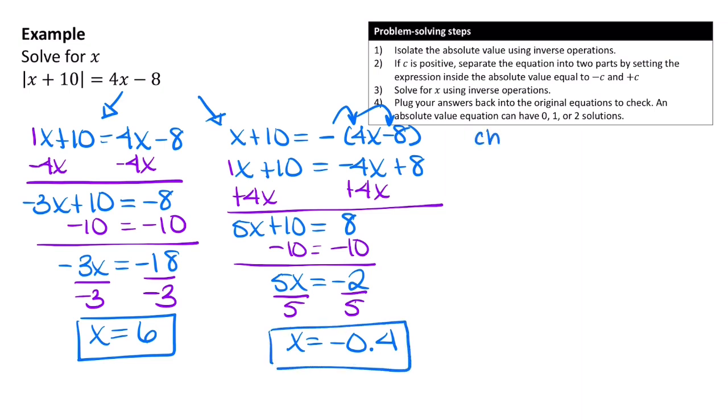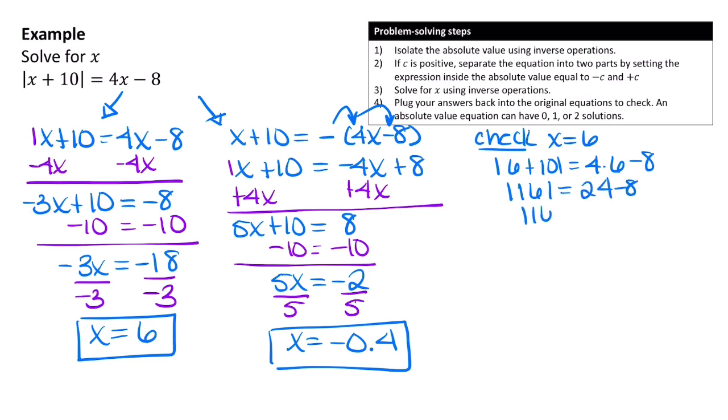So I'm going to start off by checking x equals 6. And when I do that, I get the absolute value of 6 plus 10 is equal to 4 times 6 minus 8. So that's the absolute value of 16 is equal to 24 minus 8. Well, that's telling me the absolute value of 16 is equal to 16, so that works.